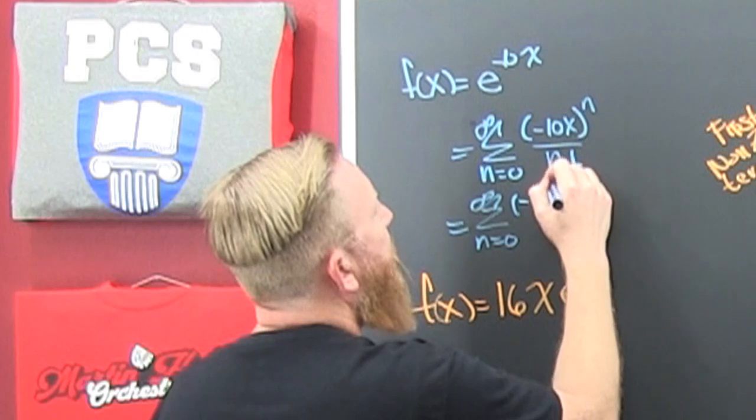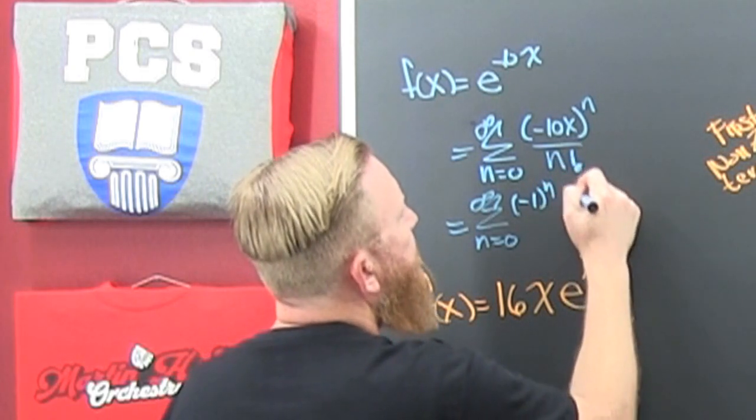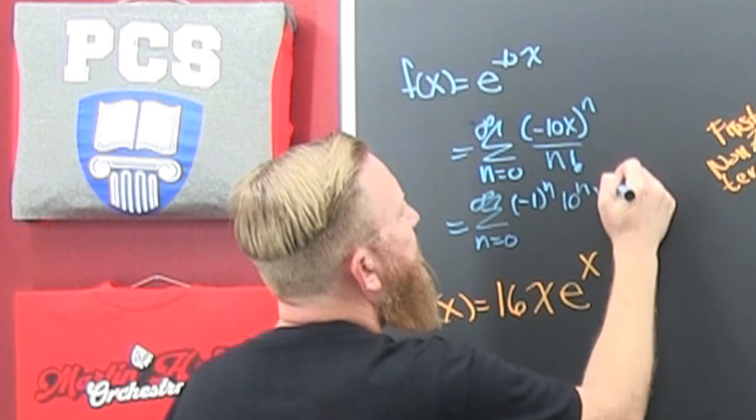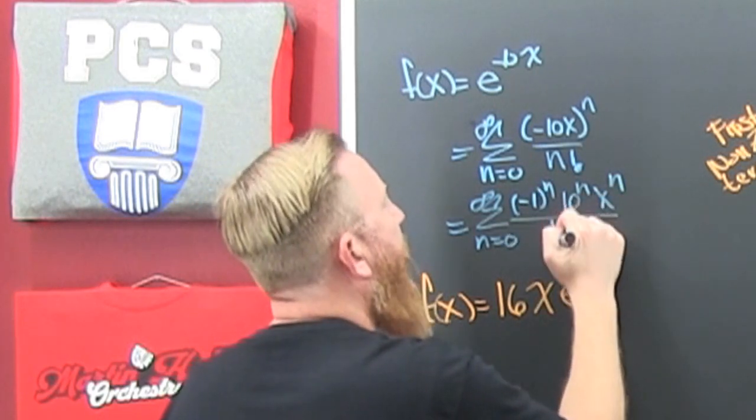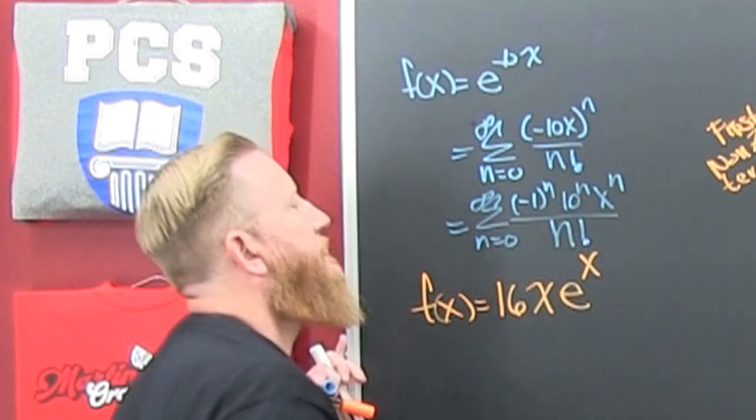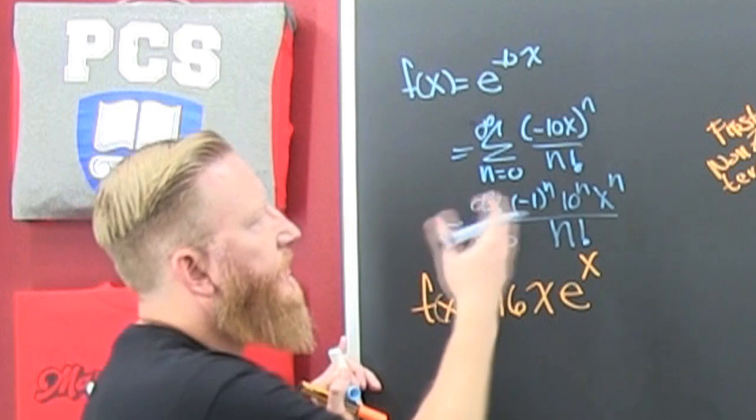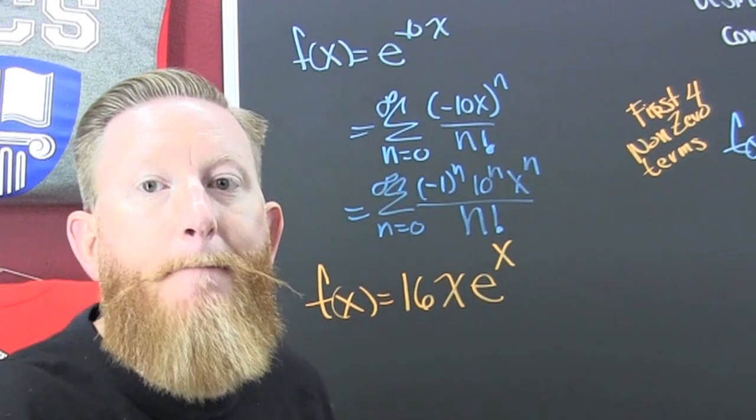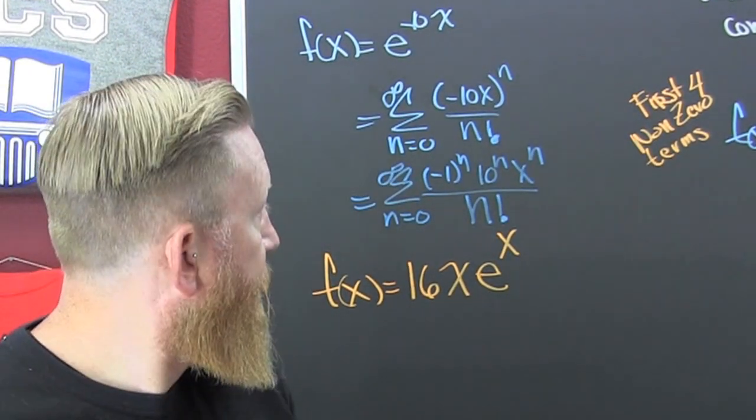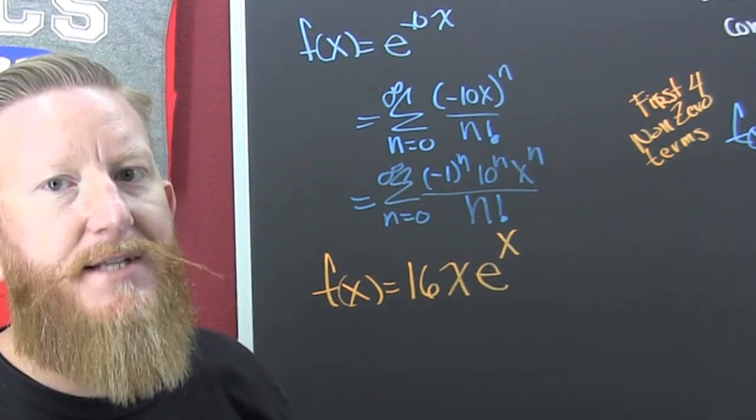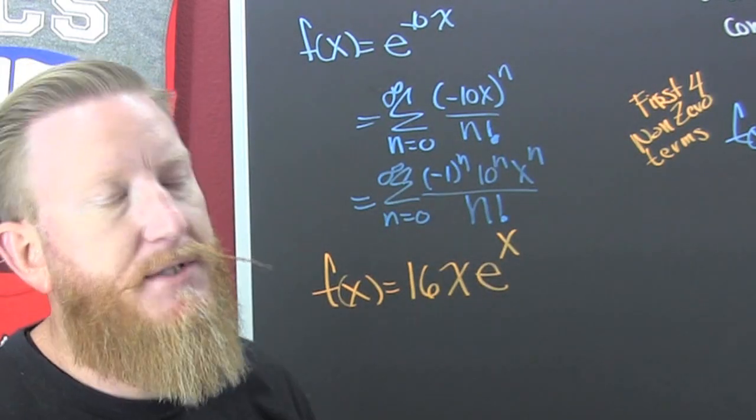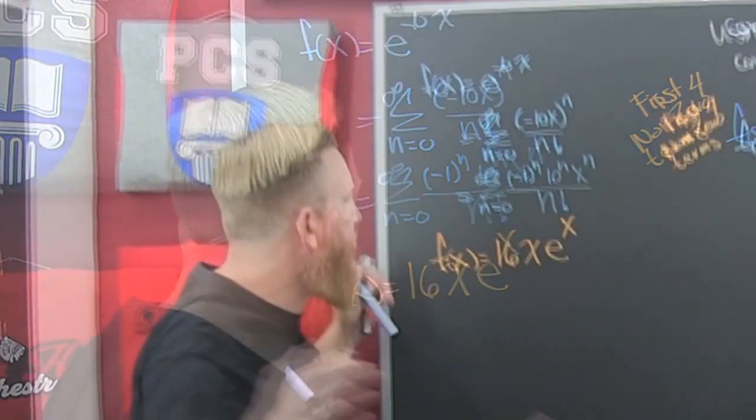That's minus 1 to the n, then that's 10 to the n, then that's x to the n, divided by n factorial. And of course, that's going to converge within a certain interval of convergence, but that's in a different video. All right, let's make this short.